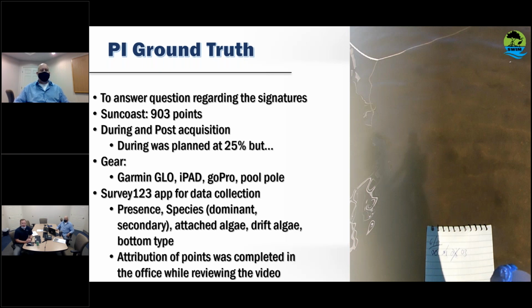We go out with an inexpensive Garmin GLO. It's 5-meter accuracy, an iPad, a GoPro that's attached to a pool pole, and we record about 30 seconds to a minute worth of benthic bottom.